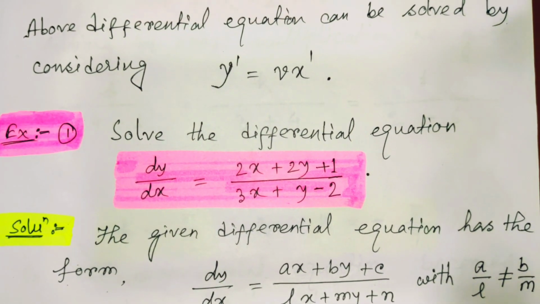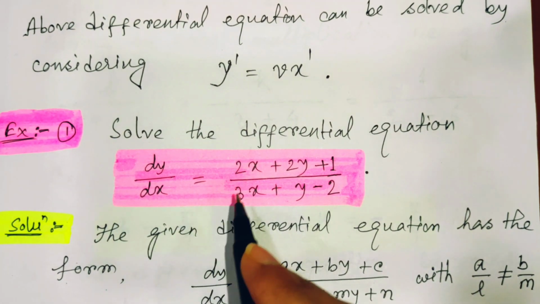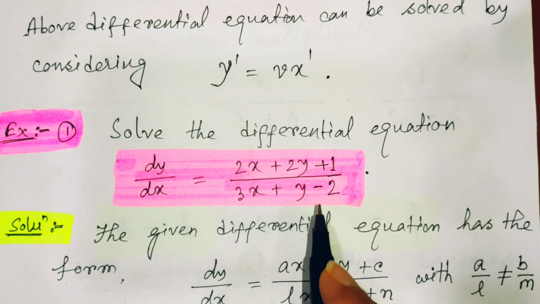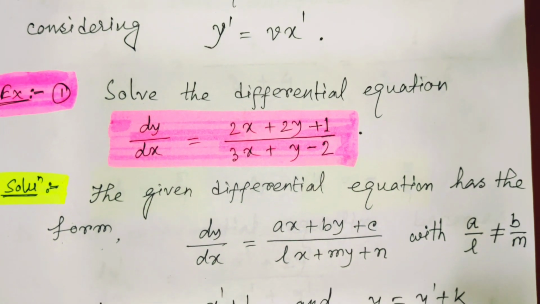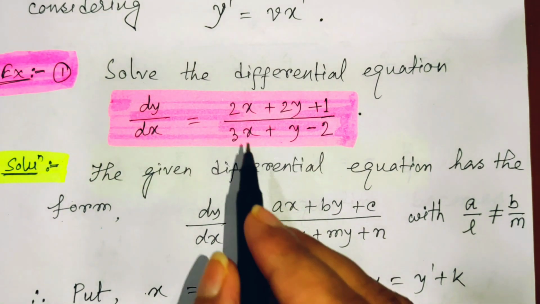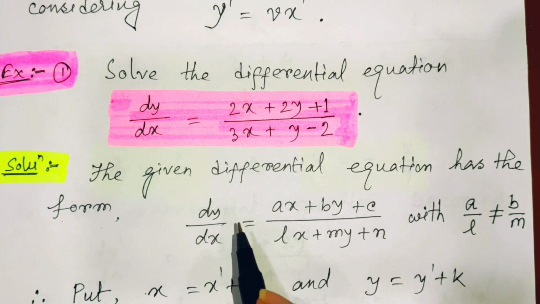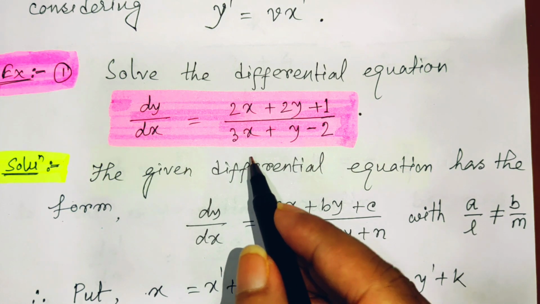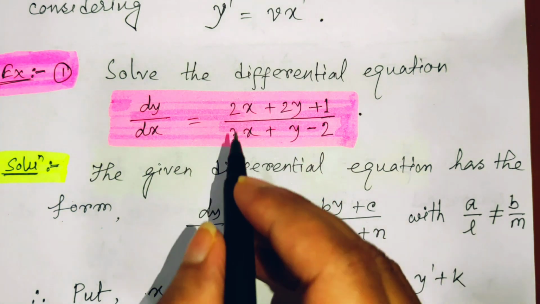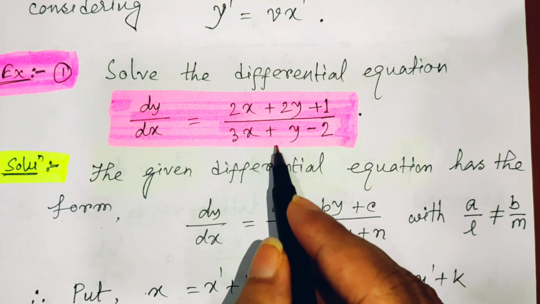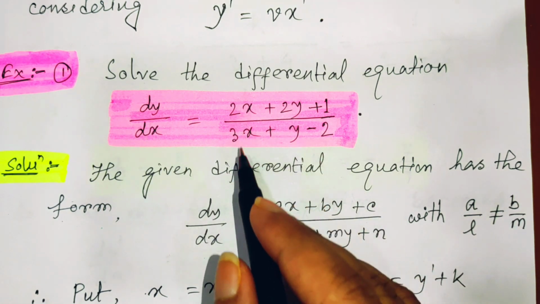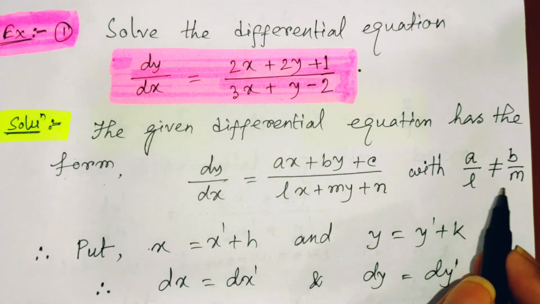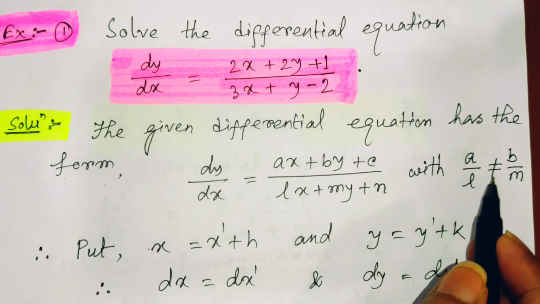So the given question is dy by dx equals (2x plus 2y plus 1) divided by (3x plus y minus 2). Now if we first verify the coefficients of x and y, we find a is 2, b is 2, l is 3 and m is 1. So if we write a by l, it is 2 by 3, and here b by m is 2 by 1. So definitely 2 by 3 is not equal to 2 by 1, so our equation is in the format a by l not equal to b by m.